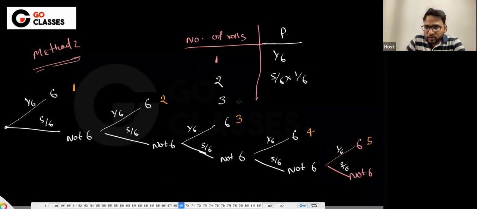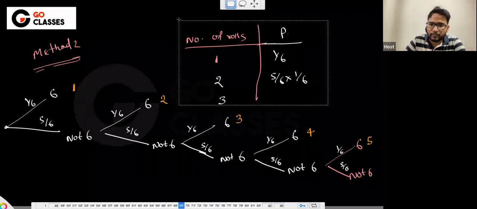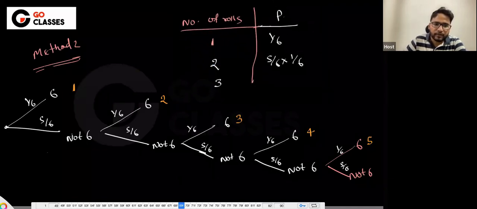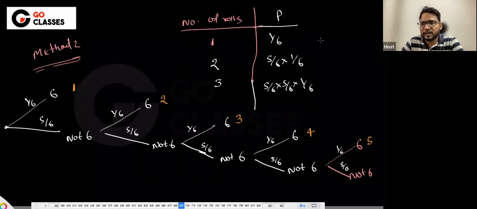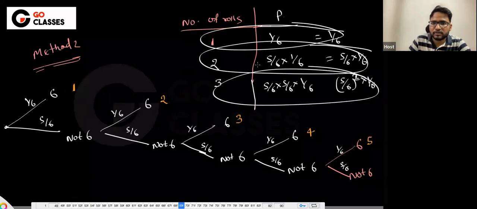You will stop after 3 rolls. What is the probability? Yes, that is correct, 5 by 6 into 5 by 6 into 1 by 6. Okay, we will keep finding like this. This is 1 by 6, this is 5 by 6 into 1 by 6, this is 5 by 6 square into 1 by 6. Good. Now can you find the expectation? I think I have the table, then I can find the expectation. We will keep multiplying. Okay, so this is what we need.